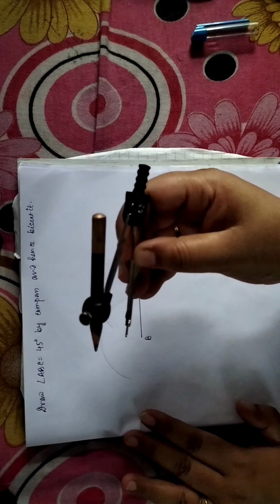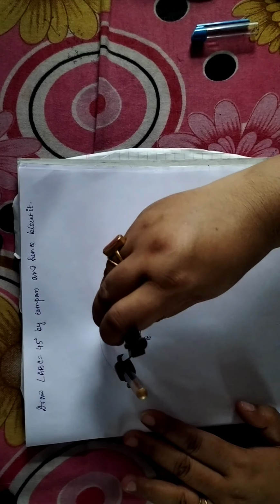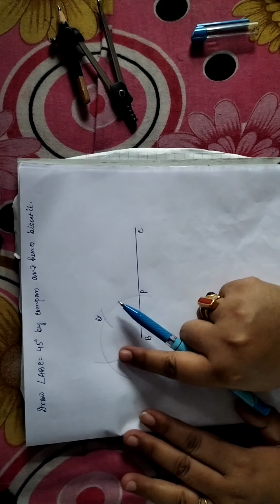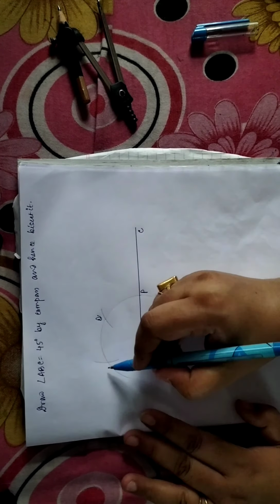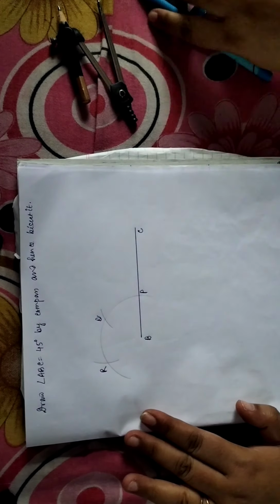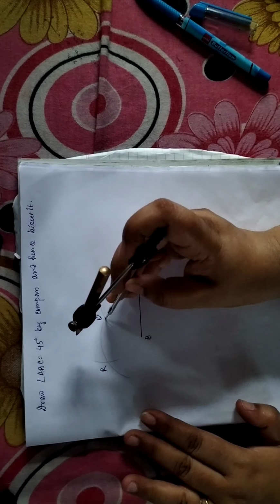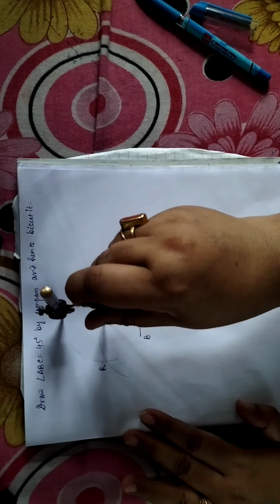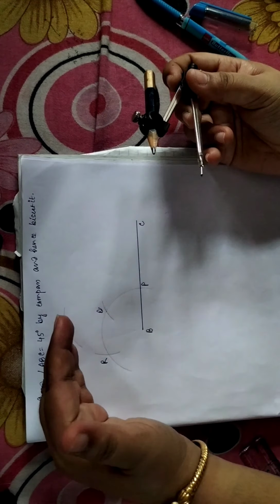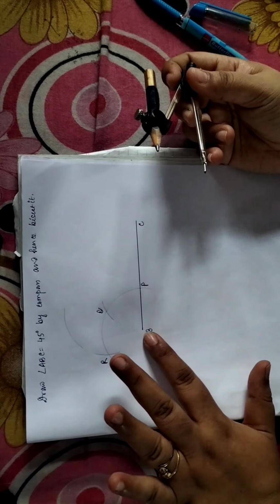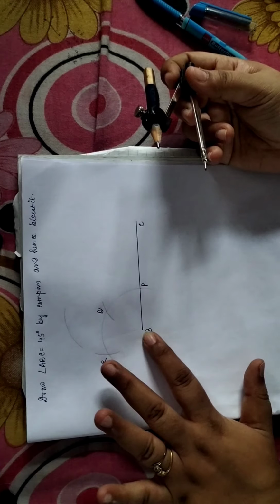Now with the same radius, take Q as center and draw another arc so that it cuts the first arc at another fixed point. Let's name this point as R. Now with the same radius, take Q as center, draw an arc on that side of RQ arc, which is just opposite of this particular point, fixed point B.